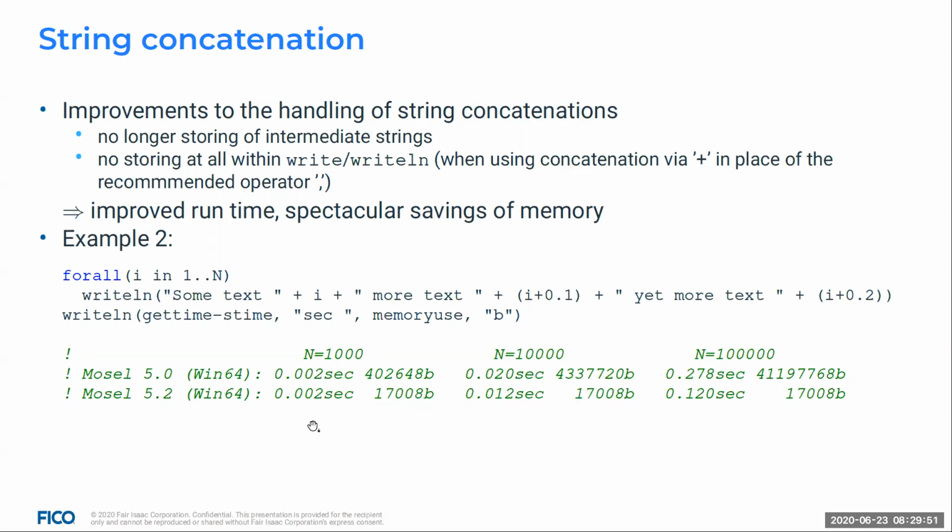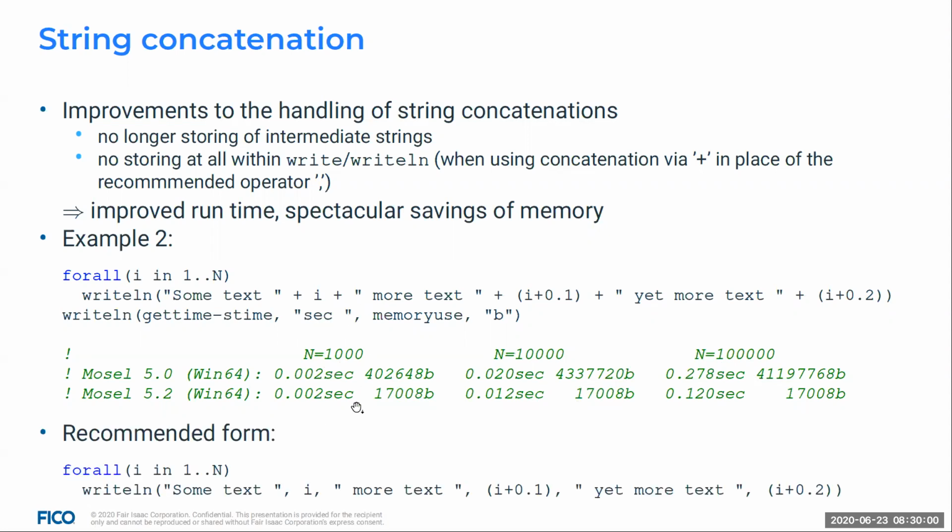So addressing this problem: if you use the recommended form with commas, then also in any previous version of Mosel, there is no problem whatsoever. This explosion of memory use in previous versions comes from the use of the plus sign for concatenations instead of using the comma, which is the version we show in all our examples.